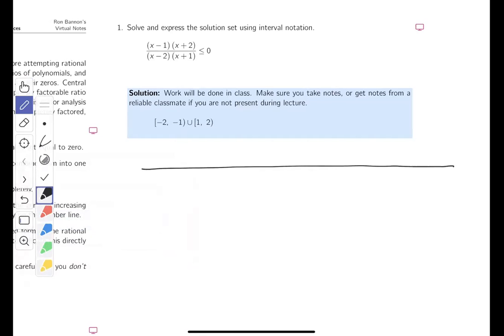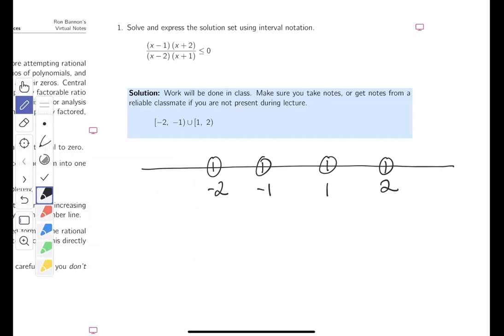Now, granted, we hope you paid some attention to polynomial stuff. This should be real easy to put the zeros down. Now, what are the zeros on the top? 1 and minus 2. So the top becomes 0 at 1 and at minus 2. Where does the bottom become 0? At 2 and minus 1.